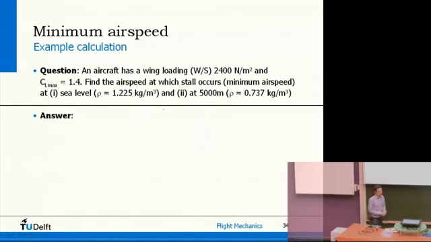Now this is an example calculation. It's not so difficult. This is something we could ask you to do on the exam. Given some kind of an aircraft with a certain wing loading, which is weight divided by wing surface area, and a certain maximum lift coefficient, have a look at which airspeed stall occurs. And we do that for 2 scenarios, one at sea level and one at 5 kilometers altitude.